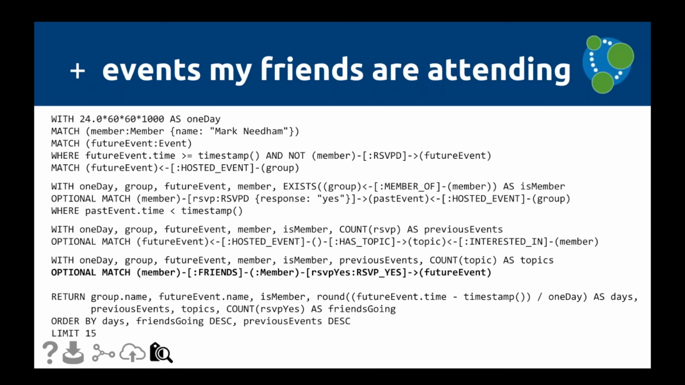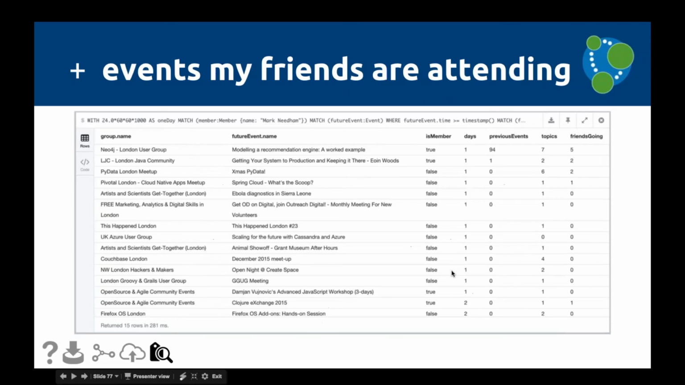And if we wire that into our query, now we've got the two optimizations. So we're finding, are there any of my friends who have RSVP'd yes to this event? We can find those people and see how many of them there are. So in this case, the top recommendation is saying, you've been to 94 events for this group. There's 7 topics that you might be interested in for the group, and you've got 5 friends going. And perhaps we might then list who those friends were as a final step.